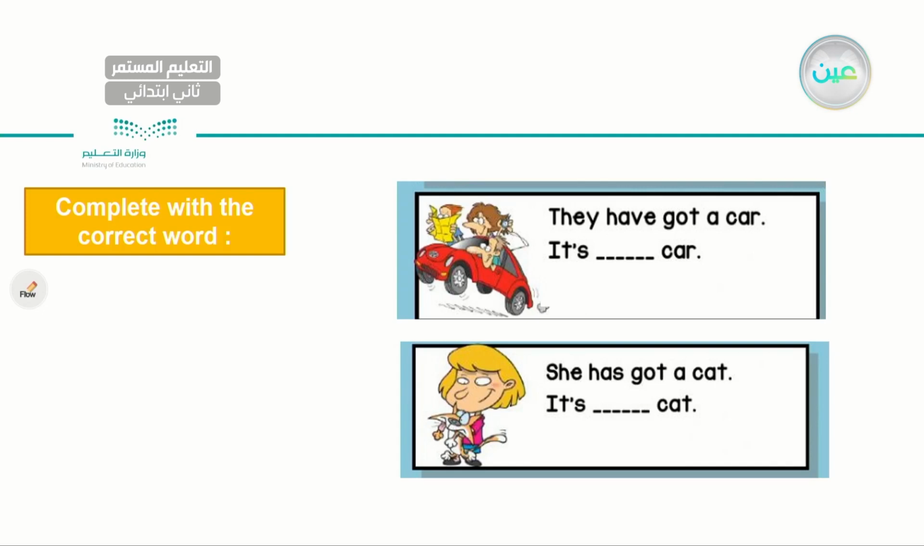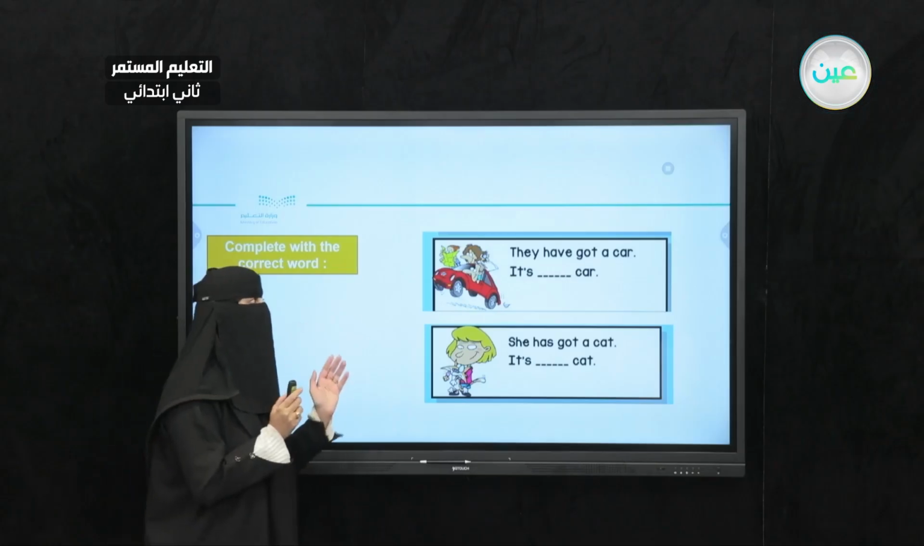Complete with the correct word. Now, let's read the first one and let's try to complete it with the correct word. They have got a car. Here I have the personal pronoun they. They have got a car. It is, what do you think, my dear student? Can I say it is my car? Can I say it is her car? What do you think?